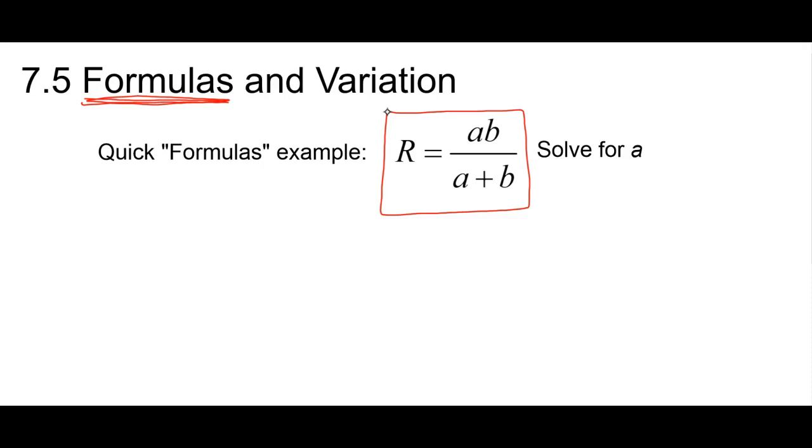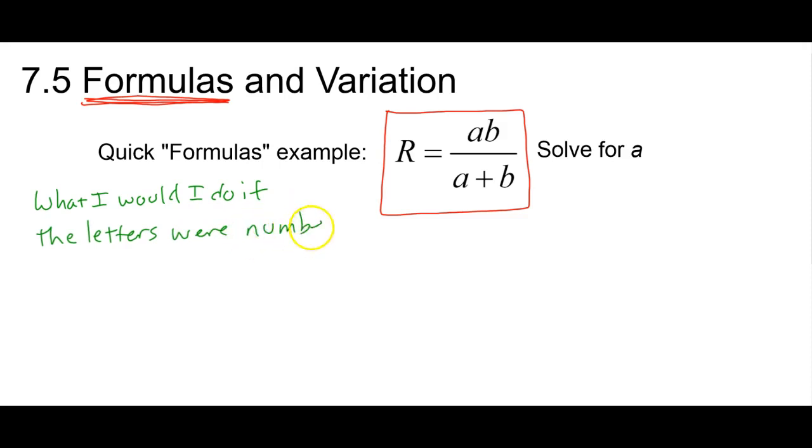And the best way to approach this is to start by asking yourself the question, what would I do if the letters were numbers? So, look at this equation. The letter you're trying to solve for is A. What if everything else in the equation was a number? So instead of r equals ab over a plus b, you might have 37 equals a times 5 over a plus 5. And ask yourself what you would do there.